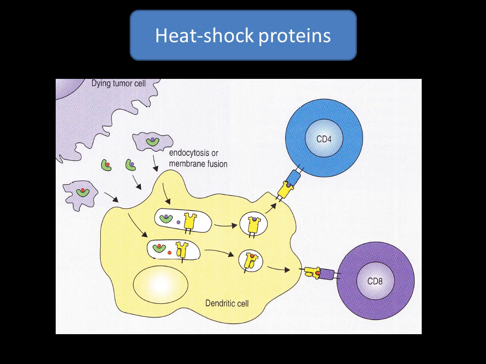When taken up by dendritic cells, heat shock proteins can deliver tumor antigens directly to the antigen processing machinery of the dendritic cell. They may also activate dendritic cells through signaling receptors. Because of these functions, heat shock proteins have been described as natural adjuvants of the human immune system.